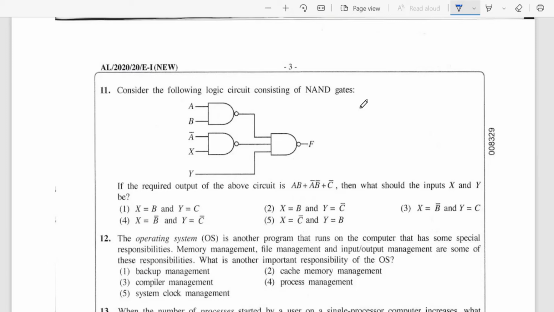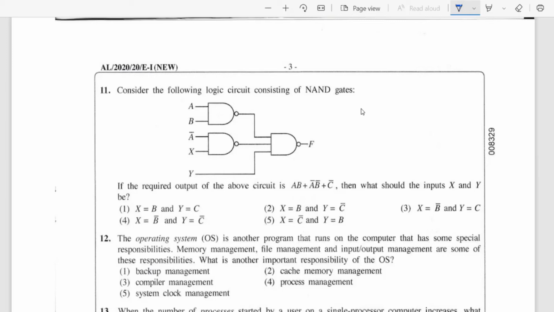Right, so let's look at the question. Consider the following logic circuit consisting of NAND gates. Here we have a circuit with 3 NAND gates. If the required output of the above circuit is AB plus A bar B bar plus C bar, then what should the inputs X and Y be?